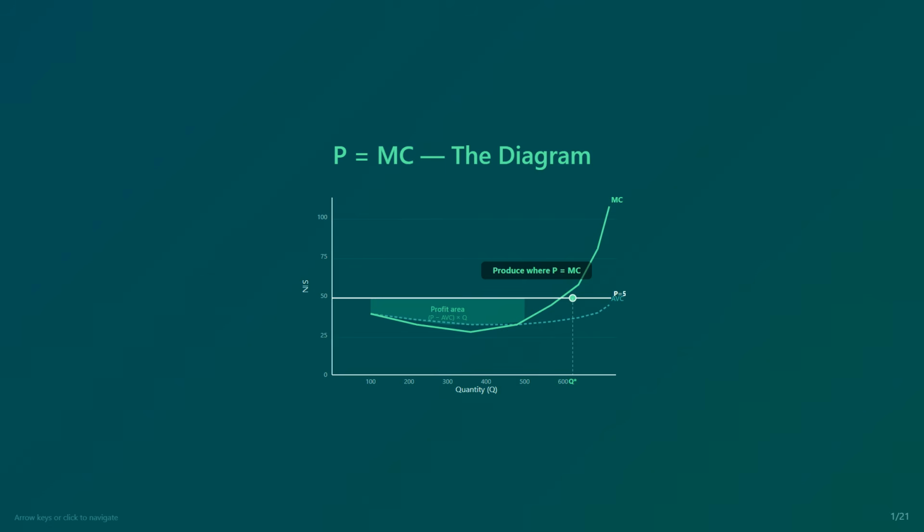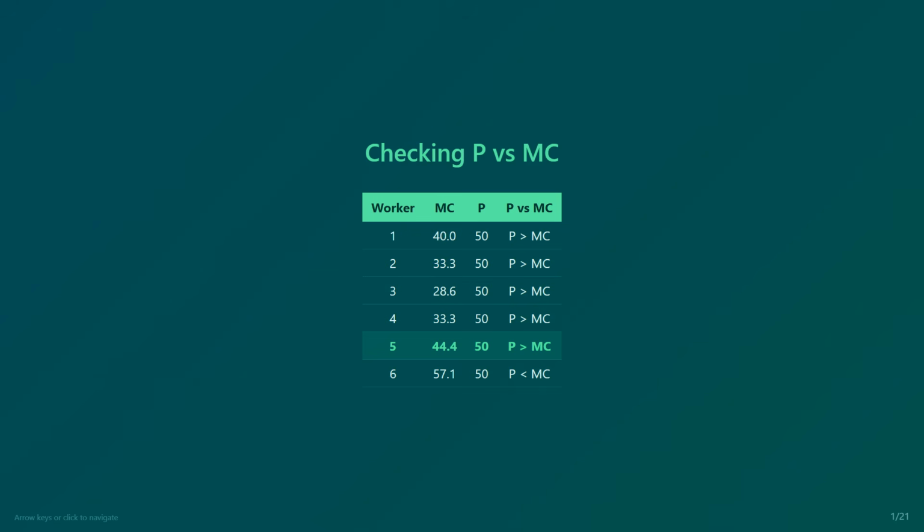Look at what happens. At worker 5, the marginal cost is 44.4, still below the price of 50. This means that for every unit worker 5 produces, we receive 50 shekels but pay only 44.4 shekels to produce it. There is a profit of about 5.6 shekels per unit. It's worthwhile to hire this worker.